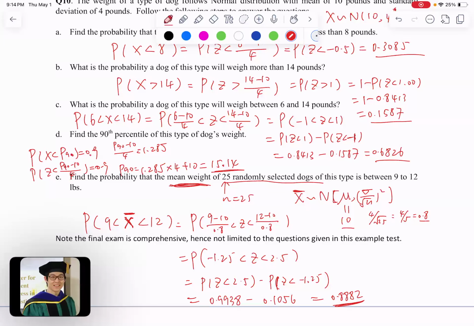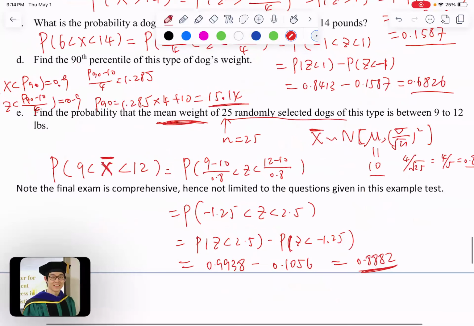All right, that's all of the questions. Again, this final exam will be comprehensive, so not limited to questions in the example test. So everything from chapters 1 through 8.